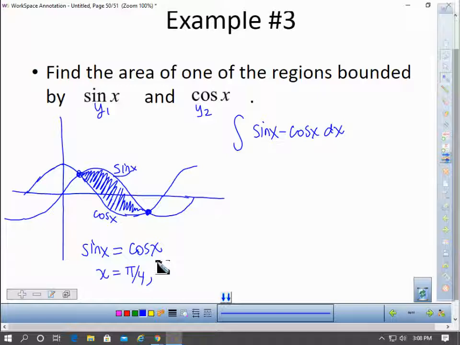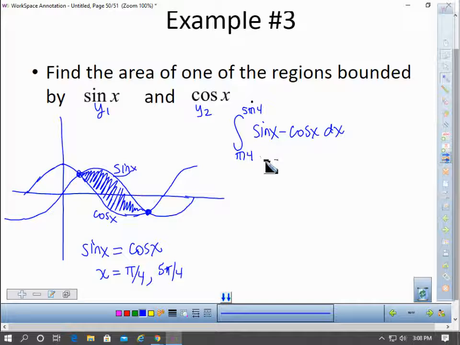And then the other answer is at 5 pi over 4. So at 5 pi over 4, that's where they're both negative radical 2 over 2 and negative radical 2 over 2. All right? So that's your two answers. You're looking at pi over 4 and 5 pi over 4. Okay? So I know I'm going to integrate from pi over 4 to 5 pi over 4.